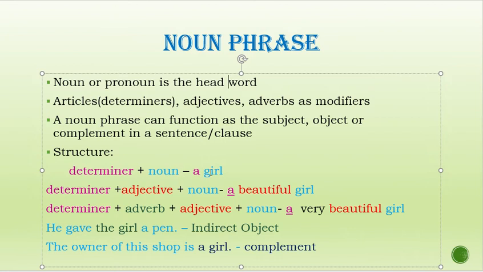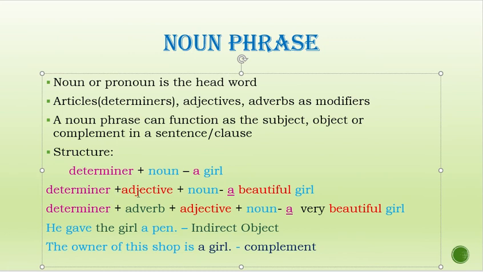For example, a girl. A is a determiner, girl is a noun. And a boy, an umbrella, a uniform. Just like, I know, any object you can use it. The noun means the name of a place or any person or any object, and determiner means a, this, that, which are called determiners.